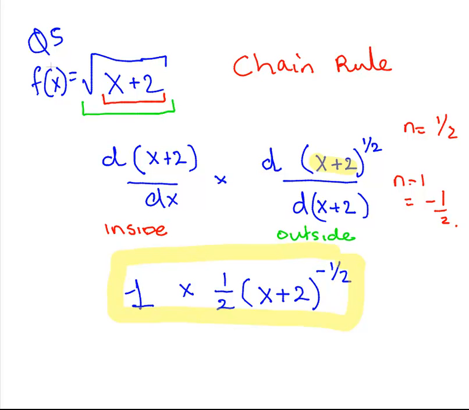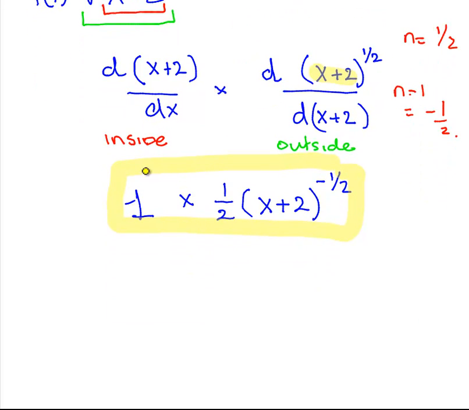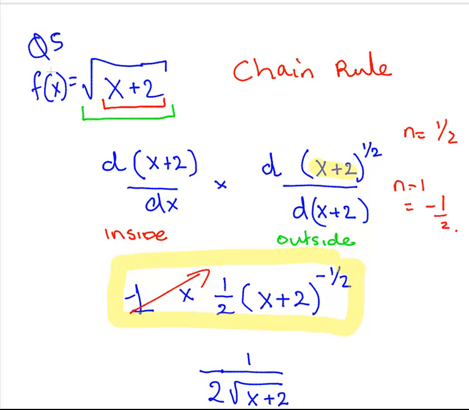And so we can rearrange our formula here. Anything to the power of minus a half is 1 over the square root. So x plus 2 to the power of minus a half is 1 over the square root of x plus 2. But we're also going to bring in that 1/2 term there, so we just multiply it by a half. The 1 times that, essentially we can ignore the 1 altogether.